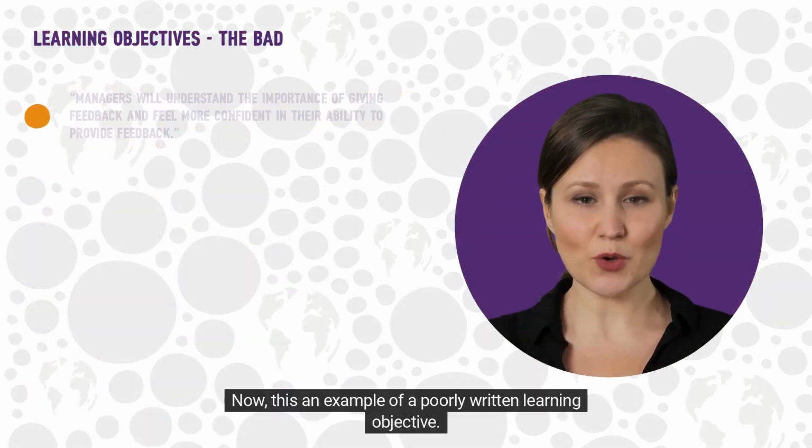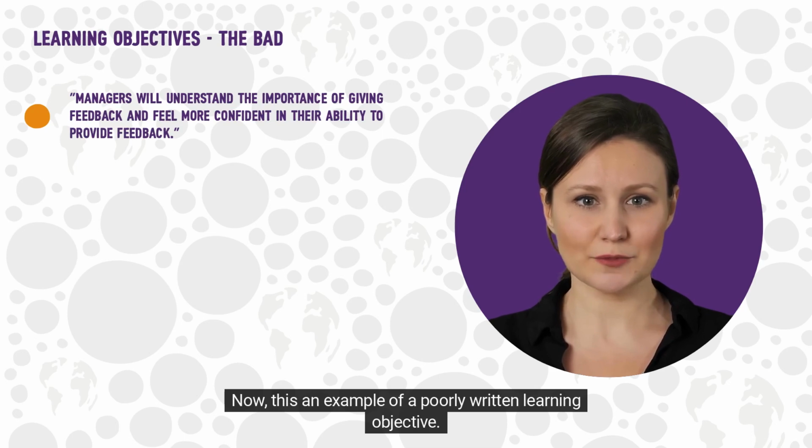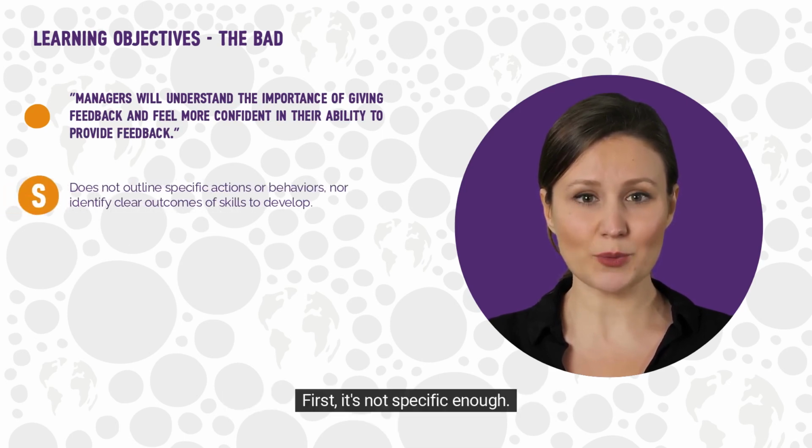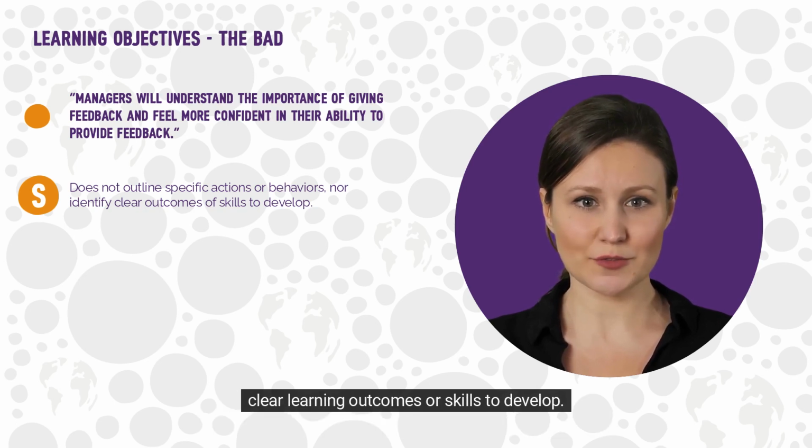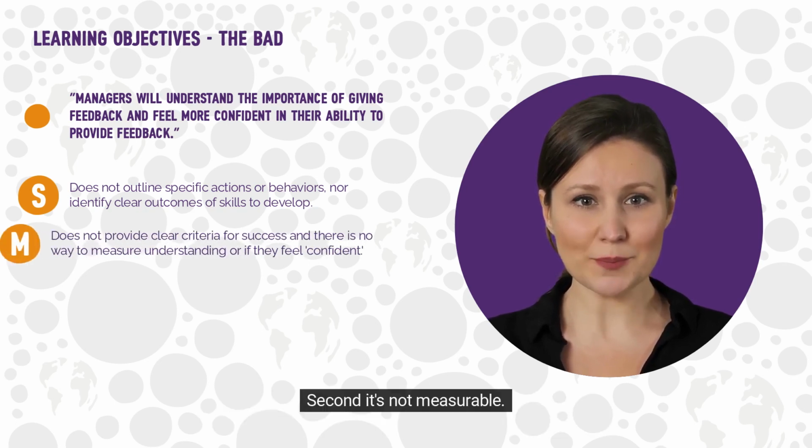Now, this is an example of a poorly written learning objective. First, it's not specific enough. The objective does not outline the specific actions or behaviors managers should demonstrate, nor identify clear learning outcomes or skills to develop. Second, it's not measurable.